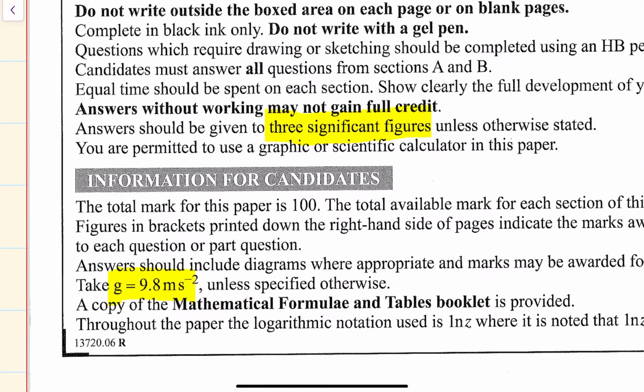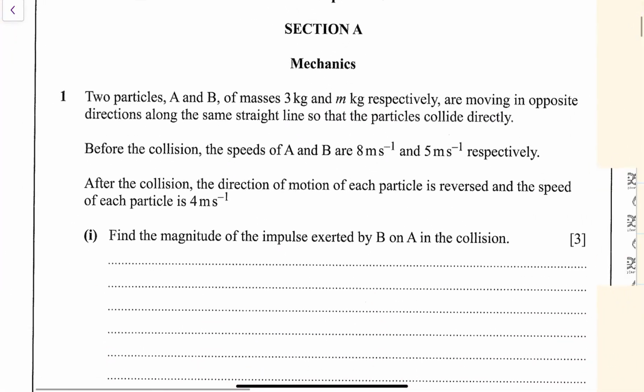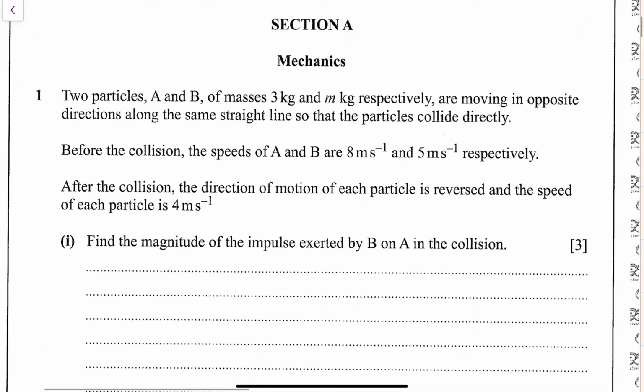3 sig figs were the answers that are given to, and g, you can see there, is 9.8 meters per second squared. The first question says, two particles A and B of masses 3 kilograms and m kilograms respectively are moving in opposite directions along the same straight line so that the particles collide directly. Before the collision, the speeds of A and B are 8 meters per second and 5 meters per second respectively. After the collision, the direction of motion of each particle is reversed and the speed of each particle is 4 meters per second. Find the magnitude of the impulse exerted by B on A in the collision.